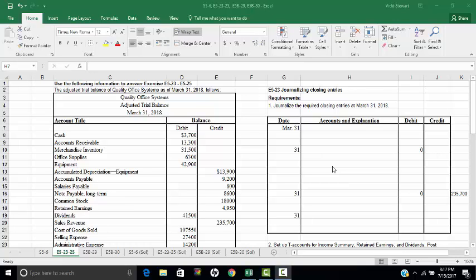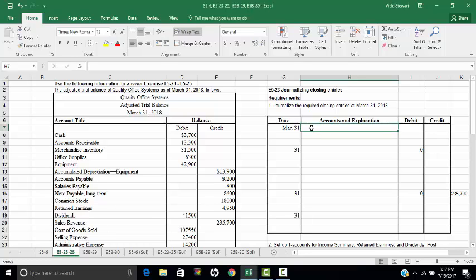This is a demonstration of exercises E5-23, 24, and 25. For these three exercises, we're going to be using the information for Quality Office Systems' Adjusted Trial Balance as of March 31st, 2018. The first exercise, E5-23, says to journalize the closing entries as of March 31st, 2018.